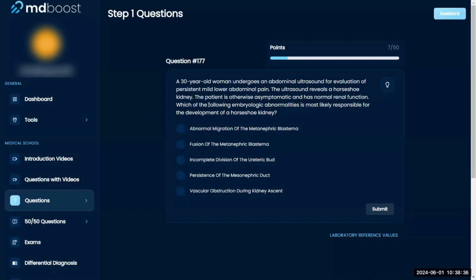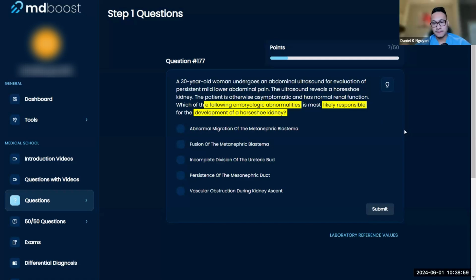All right. So, which of the following embryologic abnormalities is most likely responsible for the development of horseshoe kidney? Okay, so we've got abnormal migration of the metanephric blastema, fusion of the metanephric blastema, incomplete division of the ureteric bud, persistence of the mesonephric duct, vascular obstruction during kidney ascent.